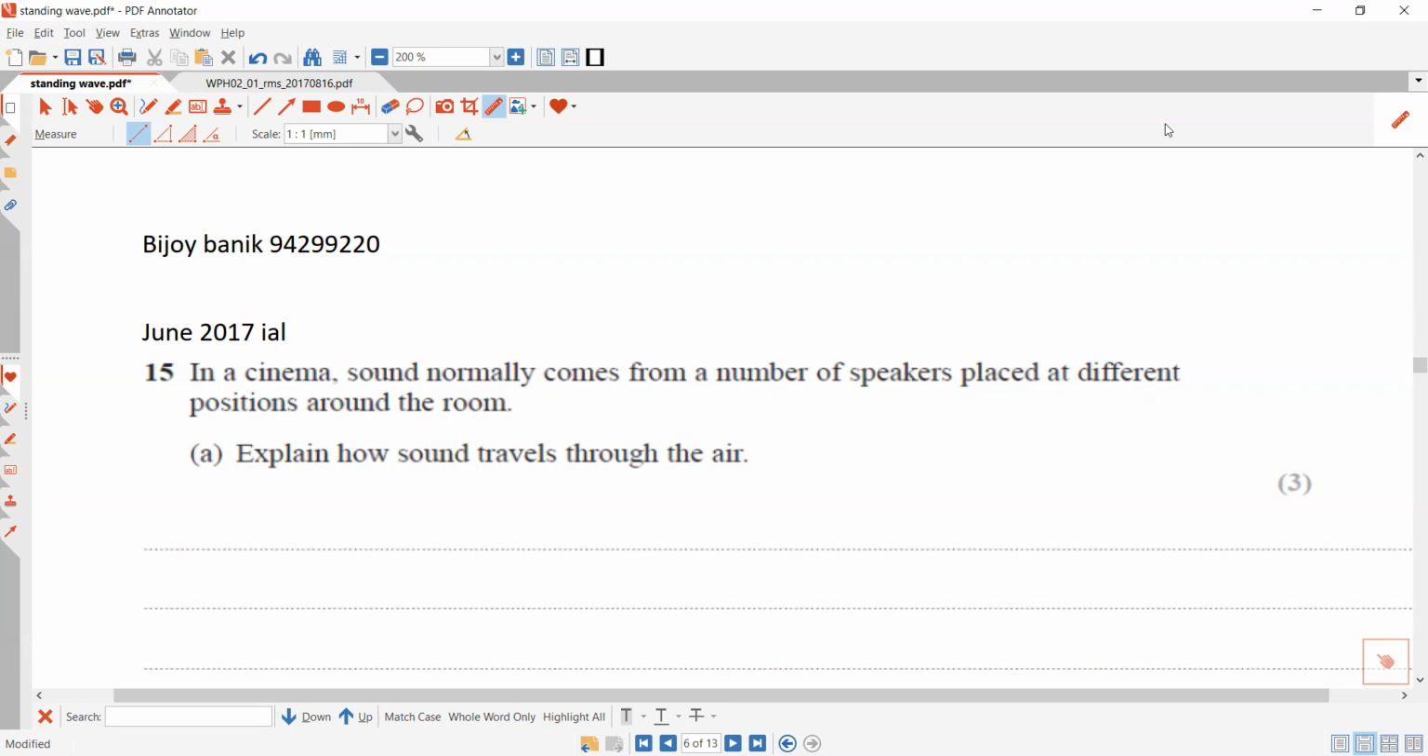Compression and rarefaction. You have to combine these 3 keywords and write your answer for 3 marks. Okay, otherwise you are not going to get the marks for this answer.